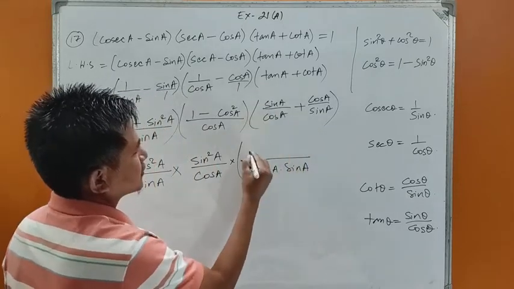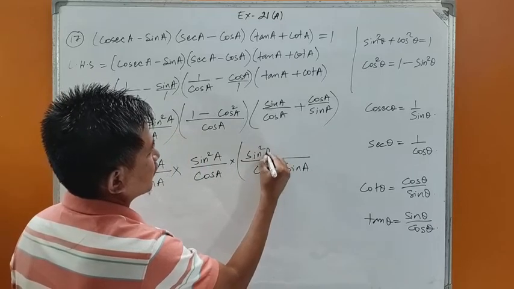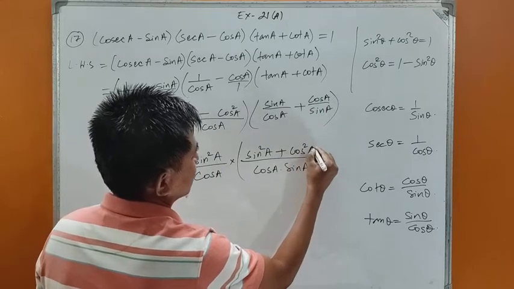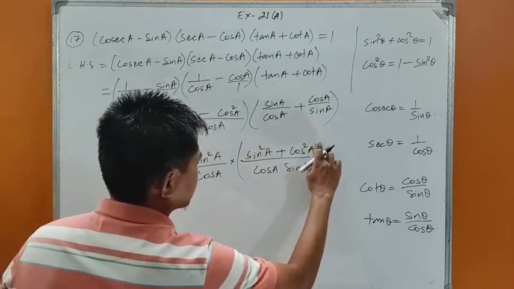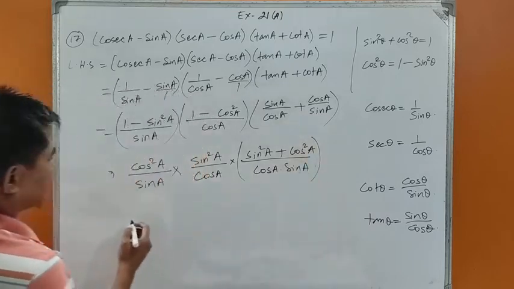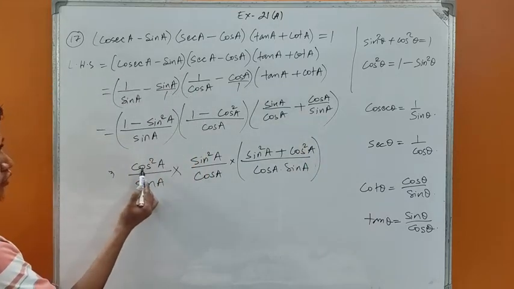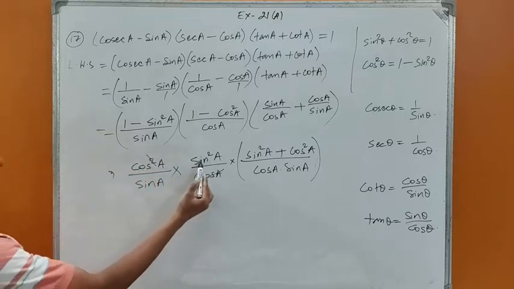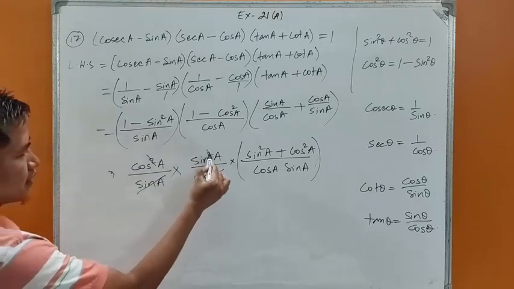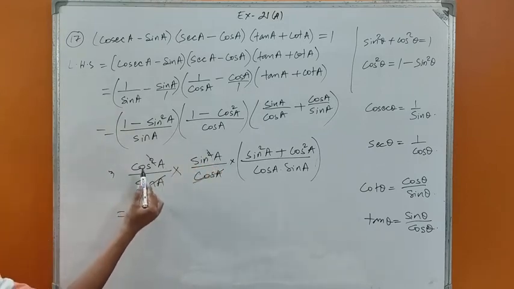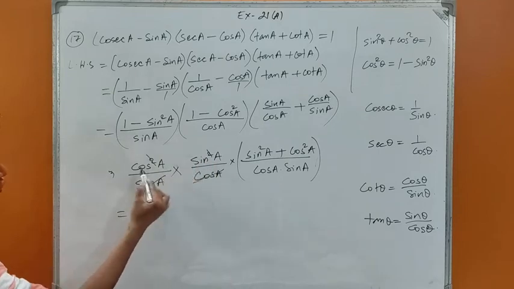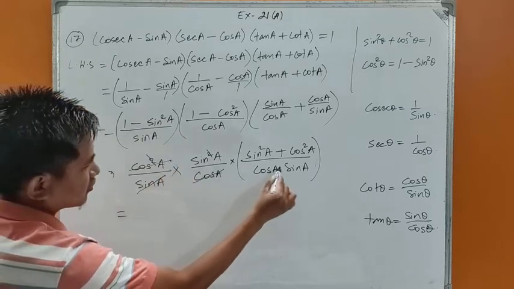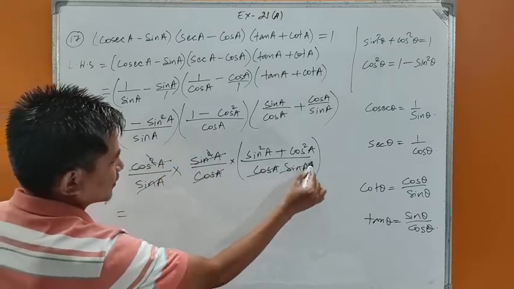So sin A into sin A is sin square A plus cos A into cos A is cos square A. Now let me put this bracket a little bigger. Now here we have 1 cos A, here 2 cos square A upon cos A, isn't it? So this cos A and 1 cos A get cancelled. Here sin square A upon sin A. So 1 sin A and 1 sin A get cancelled. So we have cos A into sin A, isn't it? Cos A into sin A, where cos A into sin A. So this cos A and cos A cancelled, sin A and sin A get cancelled.